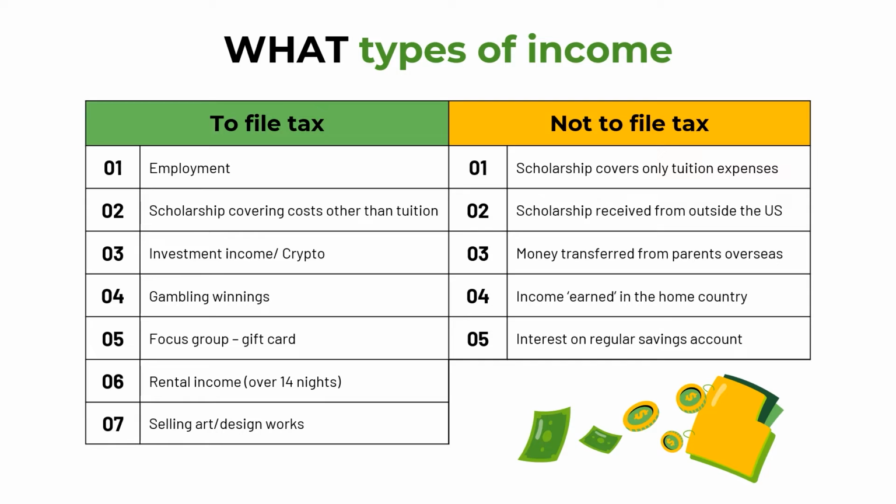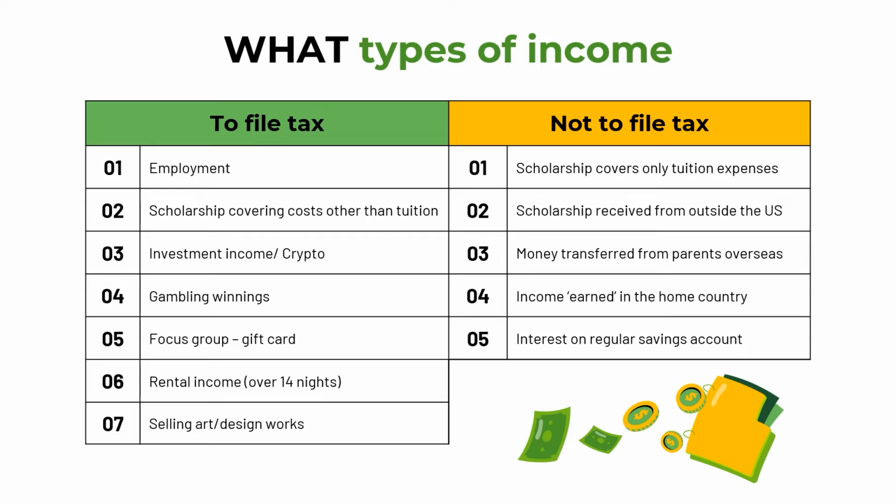The second type of income that does not require you to file taxes includes scholarships that you received outside the U.S. So if you receive a scholarship from your home country to study in the U.S., it is not taxable. Because it's not U.S. source income, you do not need to report it to the IRS. The third and fourth is money transferred to you from abroad or income earned in your home country. These two are similar because these types of income are already taxed overseas, so it does not need to be reported to the IRS when you file your non-resident tax return. And you don't need to claim it.